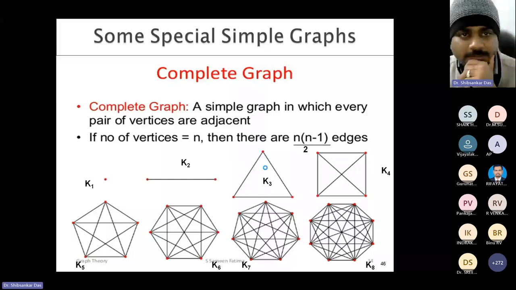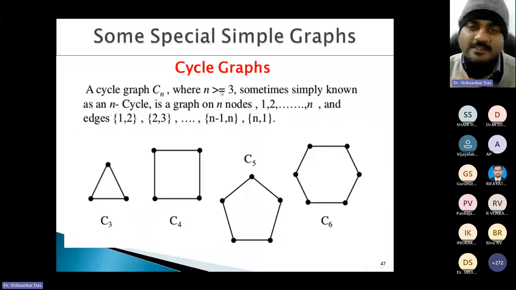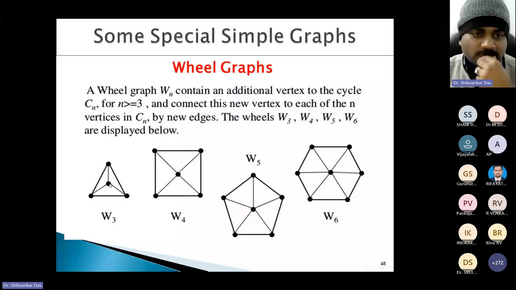This is a cycle graph. For a cycle graph, at least three vertices are required. So this is cycle graph C3, C4, C5, and C6. Next is the wheel graph. Wheel graph W3: put a vertex here and join this center vertex with the rest of the vertices.